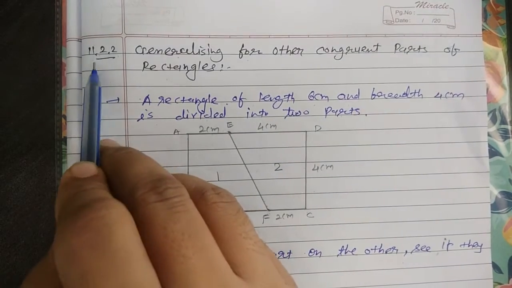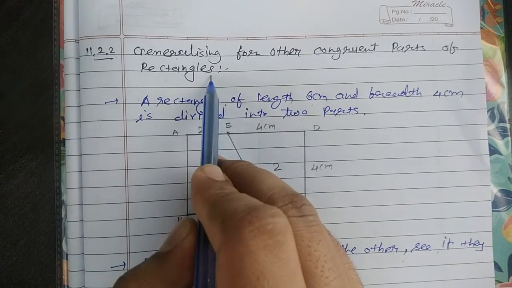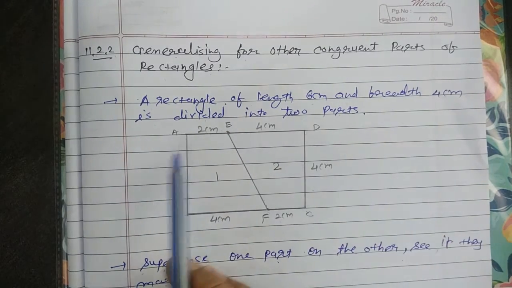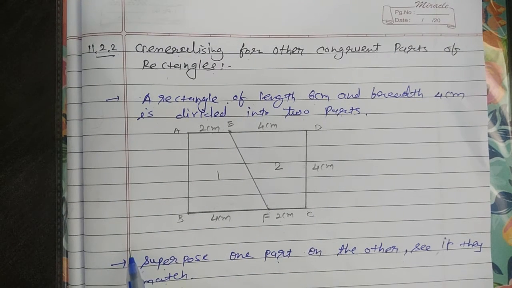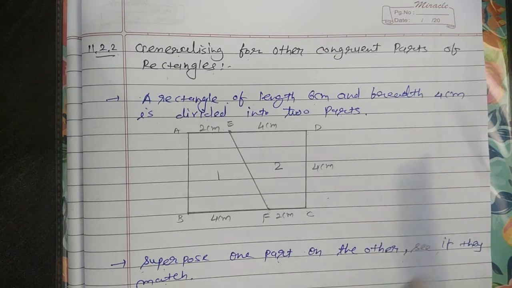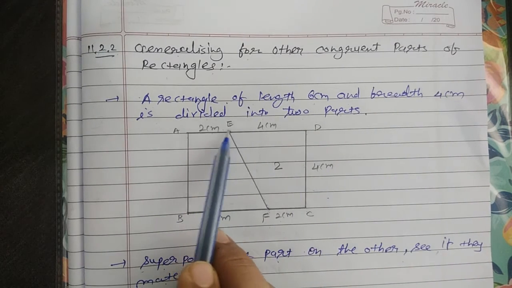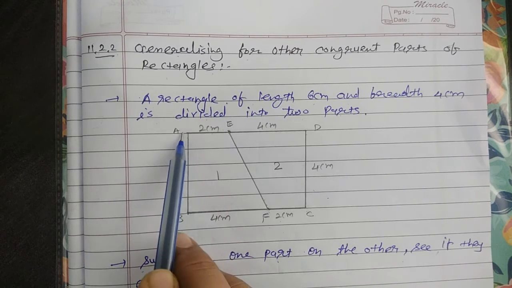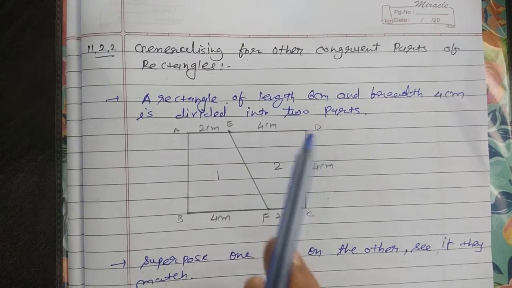Next topic 11.2.2, generalizing for other congruent parts of a rectangle. So here we have to take a rectangle of length 6 centimeter and breadth 4 centimeter, and we have to divide it into two parts. Between AD we have to take a point E, where the measure from A to E is 2 centimeter, and from E to D is 4 centimeter. 2 plus 4, 6 centimeter.